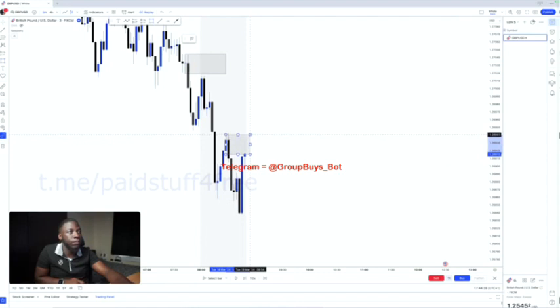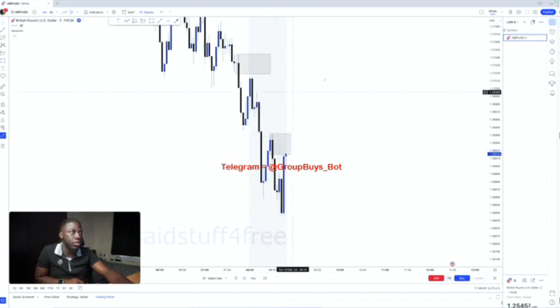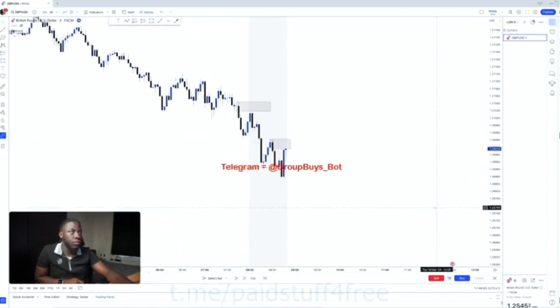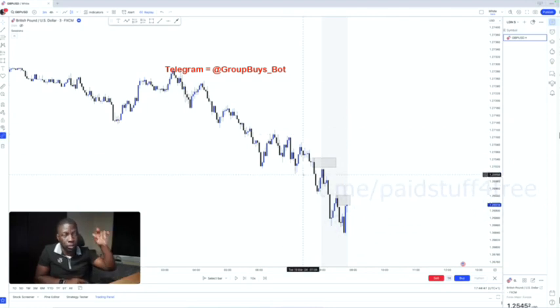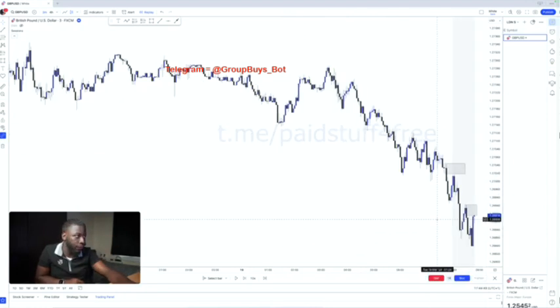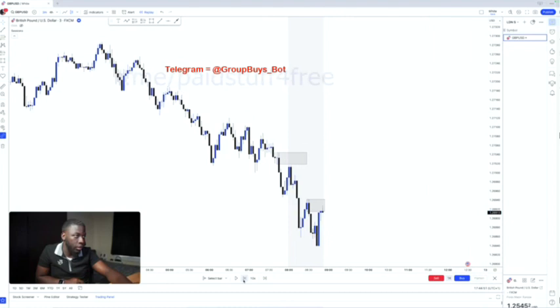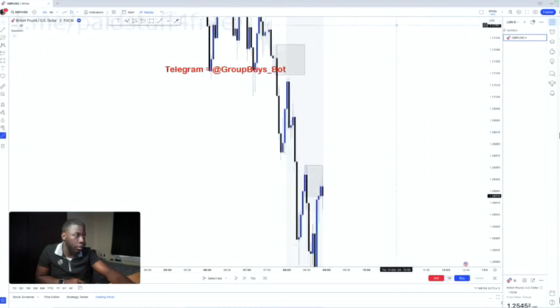I love when price action looks like this because it's super clean. But the only thing that worries me though is we have been dropping for a while, forming a bunch of lower lows for quite some time. But now, boom. Okay, we do get an entry.